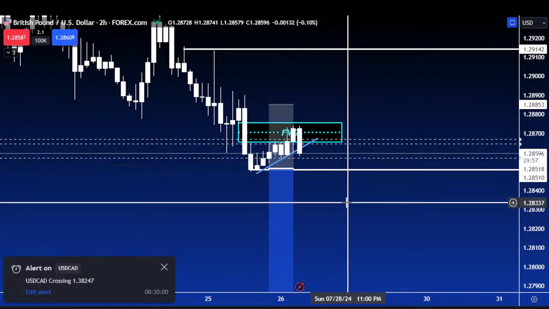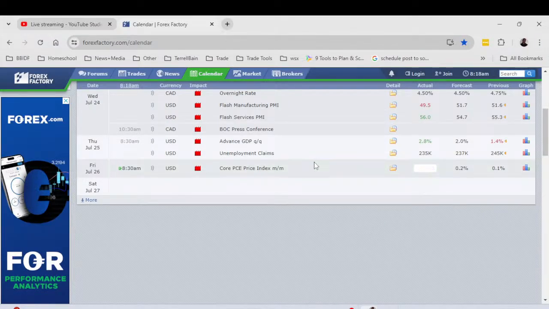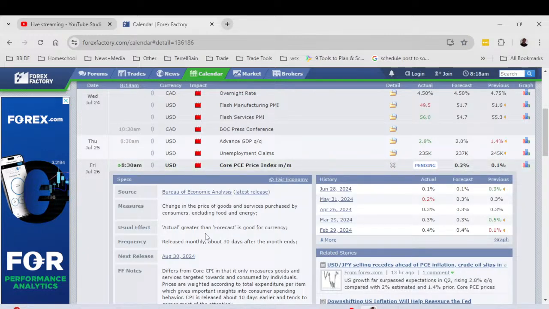Here it goes. It's already falling, so that means news is most likely good. So I'm assuming this came out higher than 0.2. Actual greater than forecasted is good. So let's see what we got.